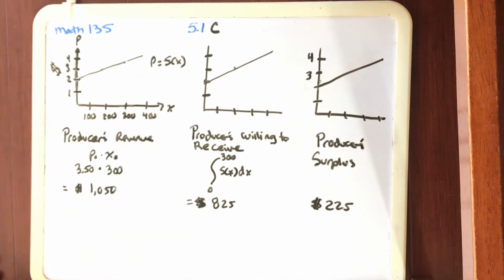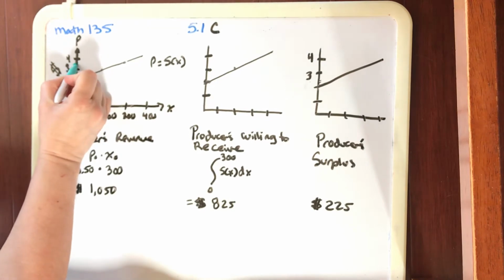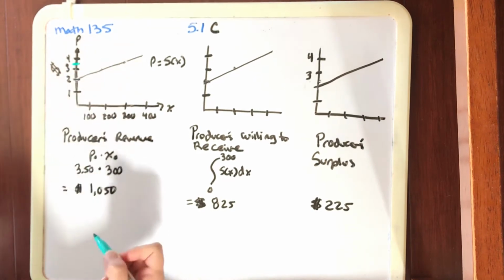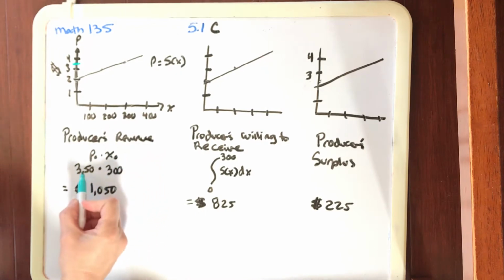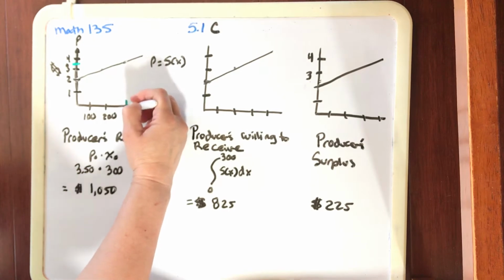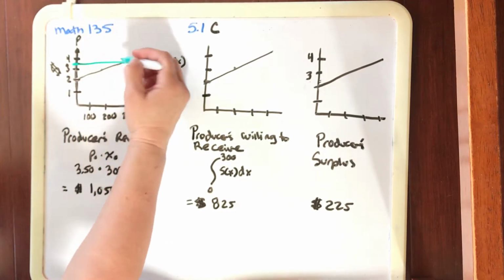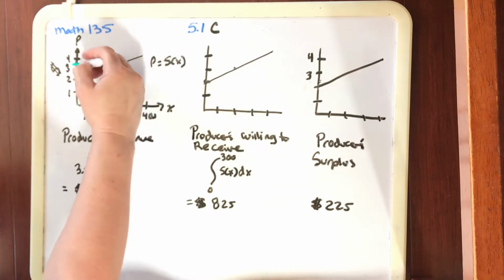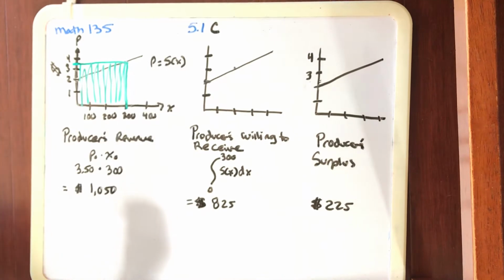This is the same problem as last time, okay? So we said that she could sell at 350. So here I'm going at 350. All right. And if we look at producer's revenue, it's $3.50 times 300. So here we go at 300. And we're multiplying these two. And that's how we would get the area right in here. So that is the producer's revenue. Okay?